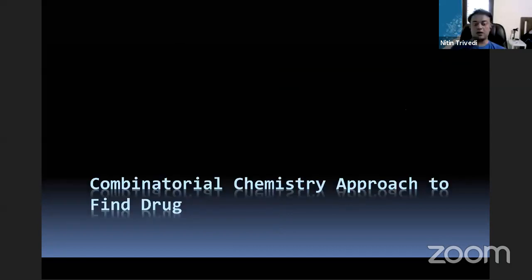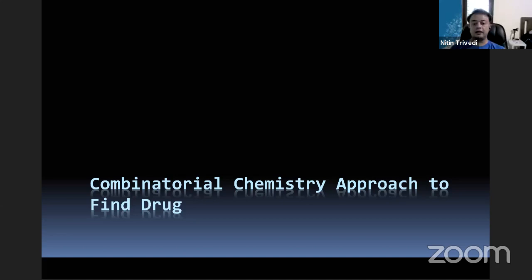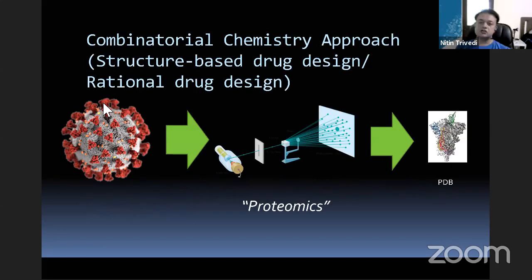So I've covered that in the Curiosity as well. Now coming to our second, exciting approach, called the combinatorial chemistry approach for finding the drug. This is exactly all about bioinformatics. The combinatorial chemistry approach is also rational drug design.